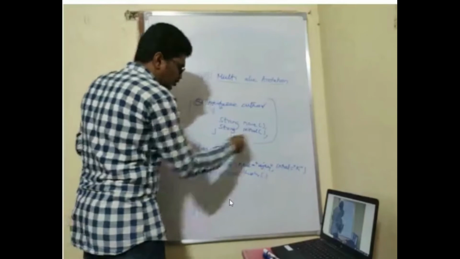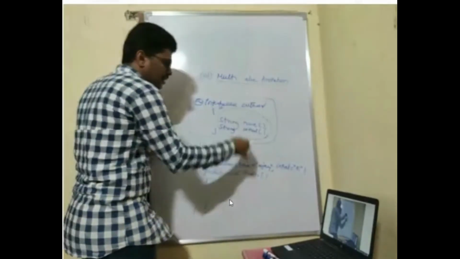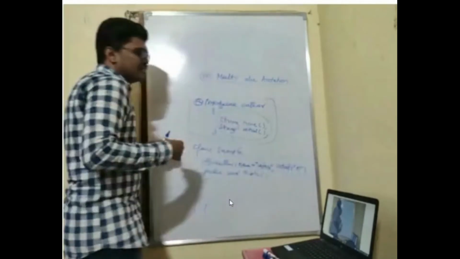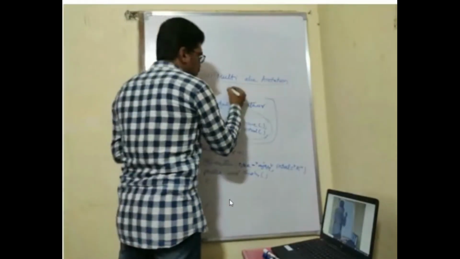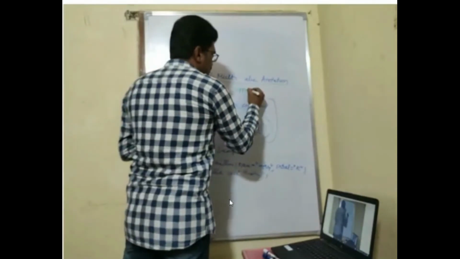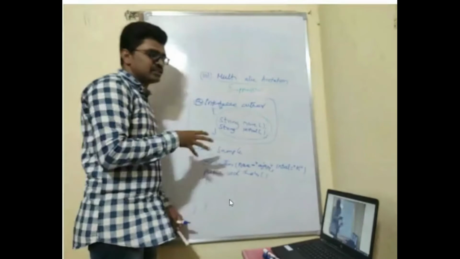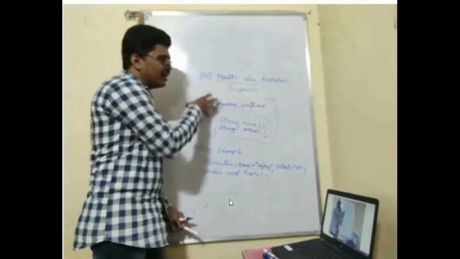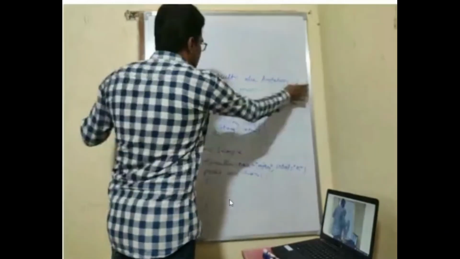A multi-valued annotation takes more than one parameter. Any number of parameters can be there, and the multiple values will be assigned in the annotation. That is called a multi-valued annotation. SuppressWarnings is a multi-valued annotation. These are the three classifications.